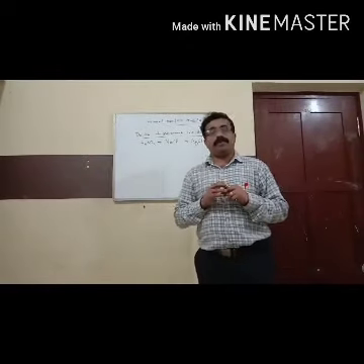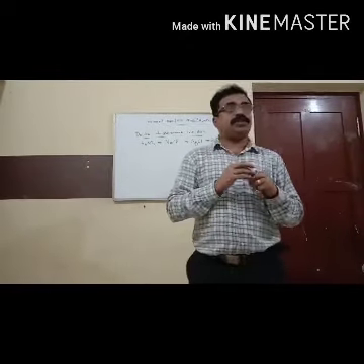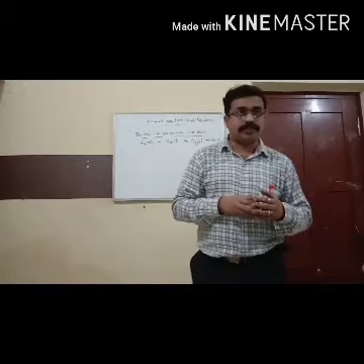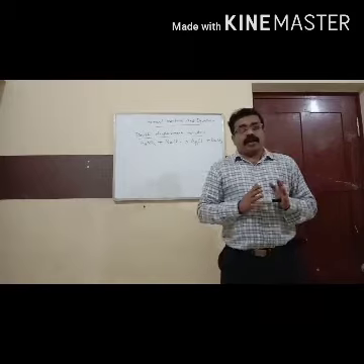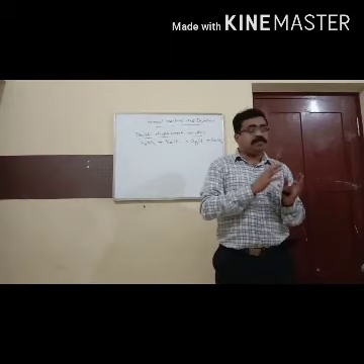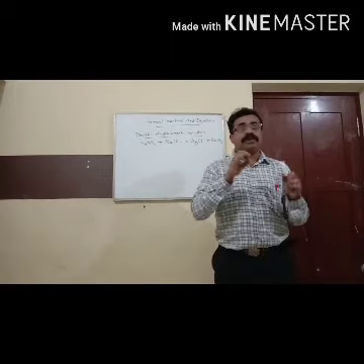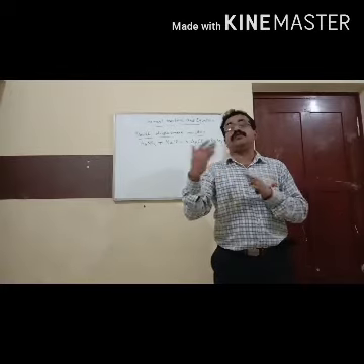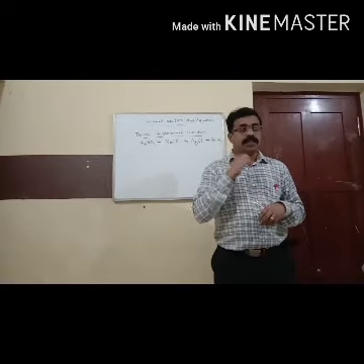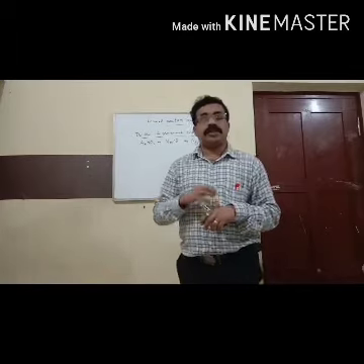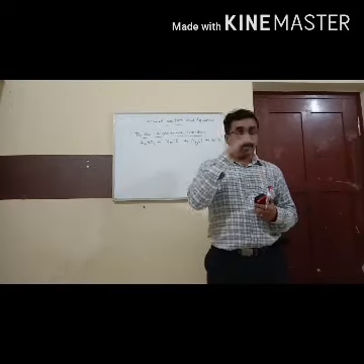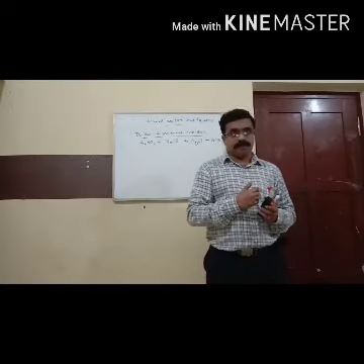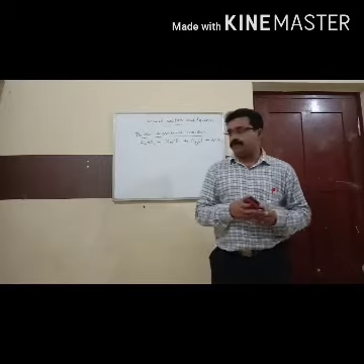The next type of chemical reaction is dissociation. A dissociation reaction is a type of chemical reaction where a substance breaks up into its positive and negative ions when treated with water. Okay, when a substance breaks up into its positive and negative ions when treated with water, it's called dissociation reaction.